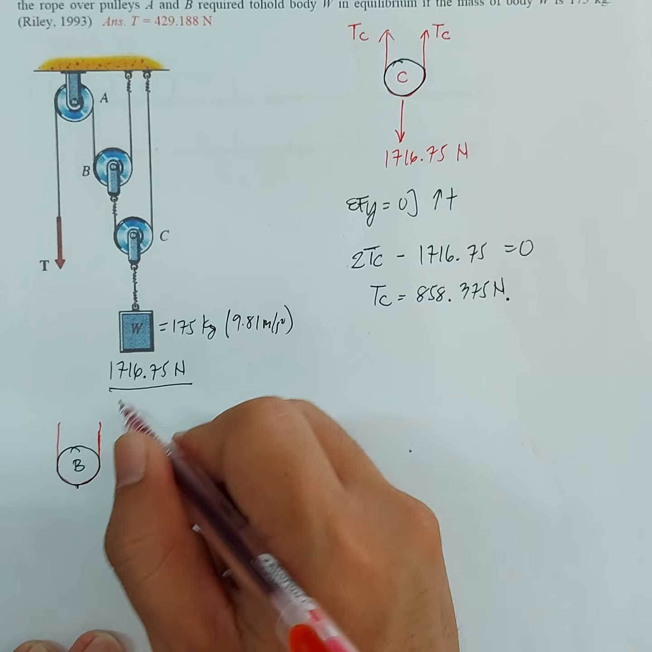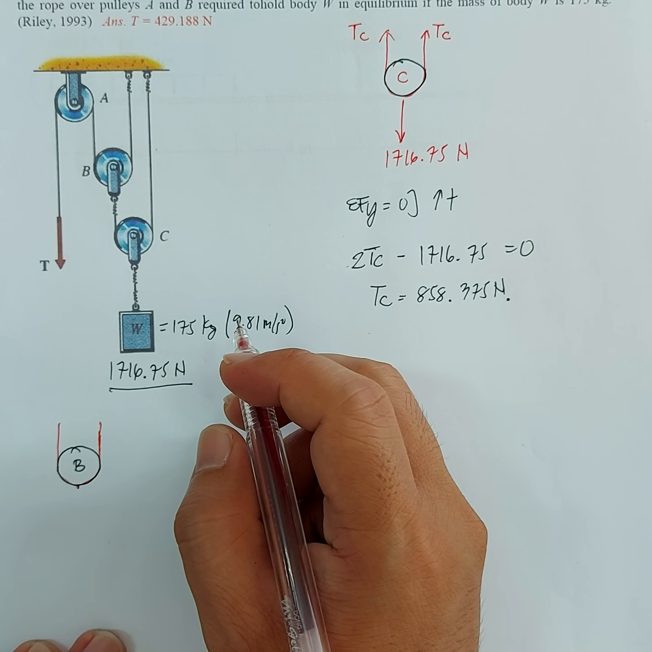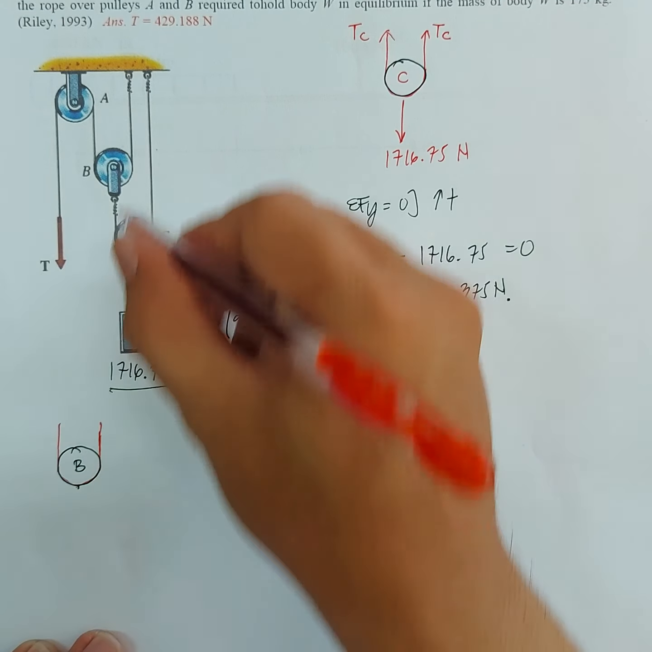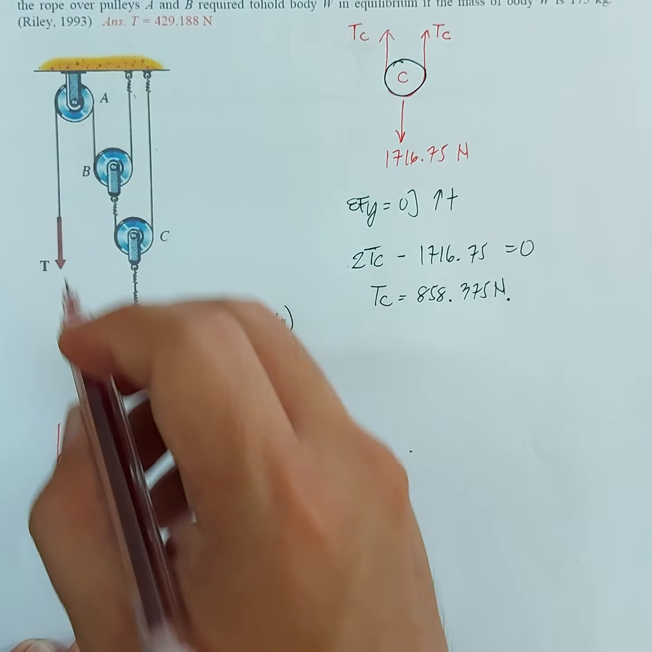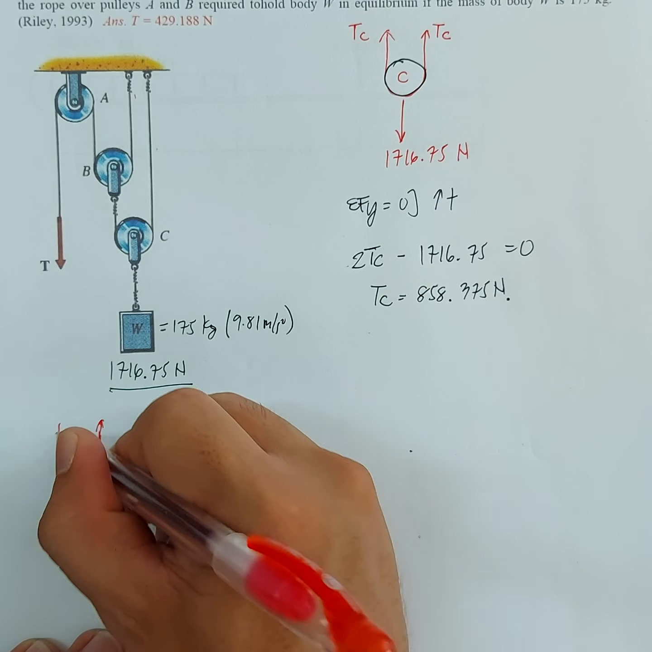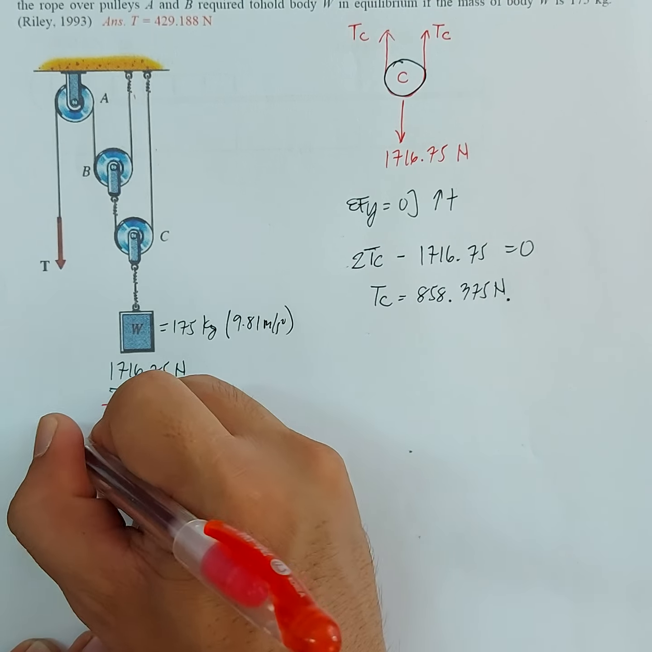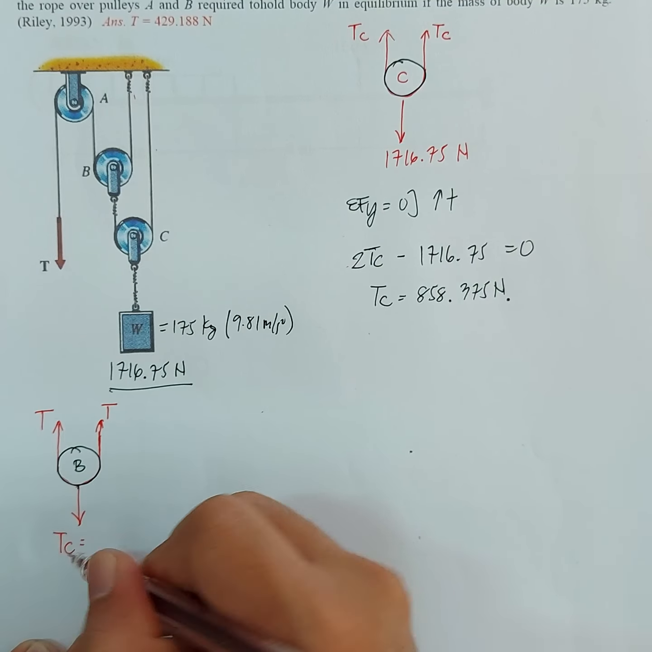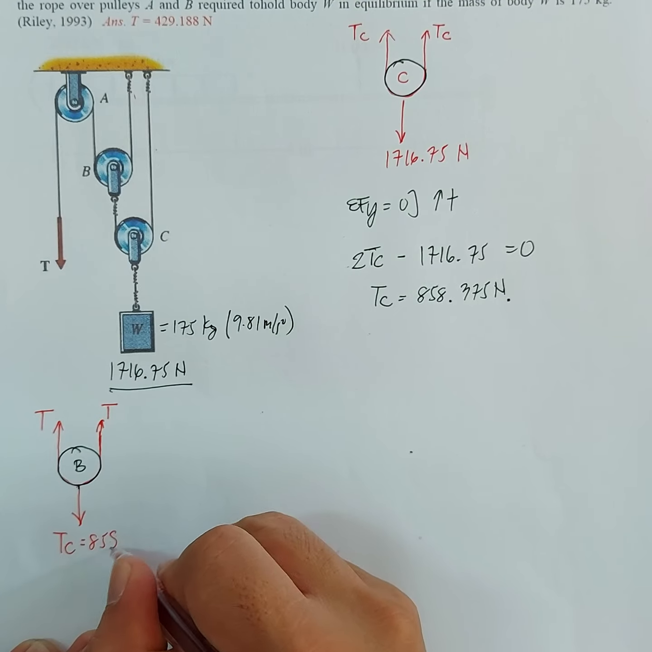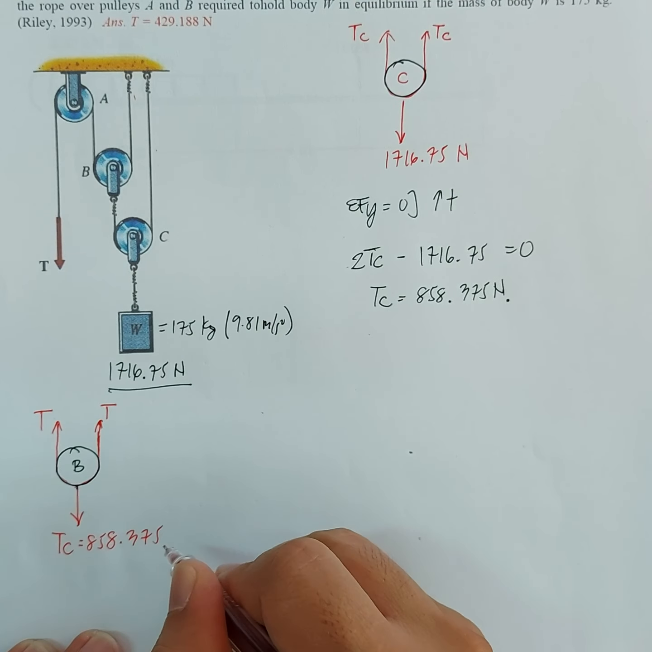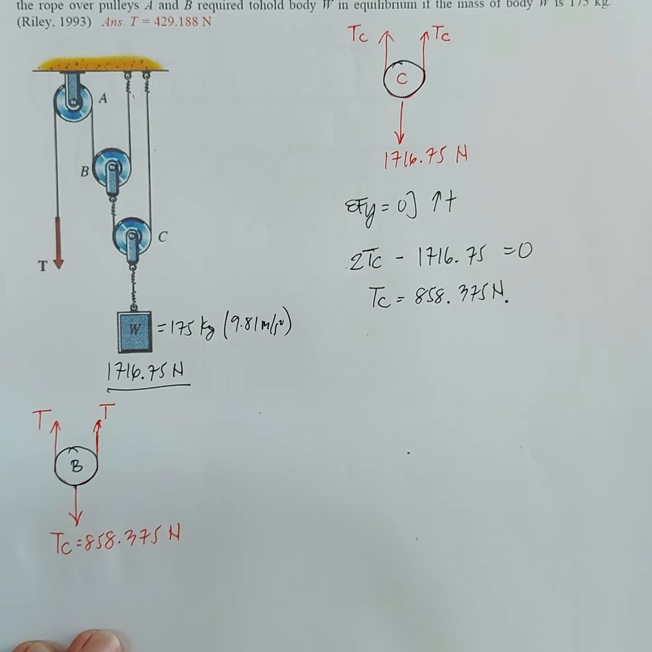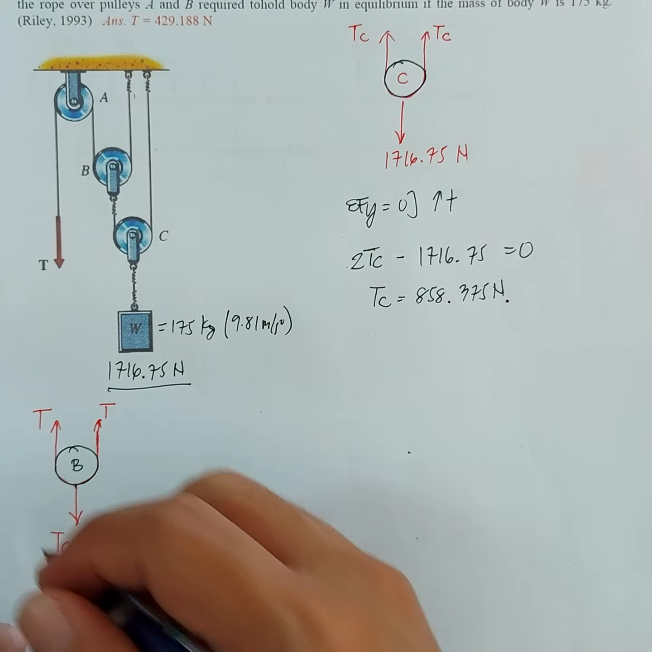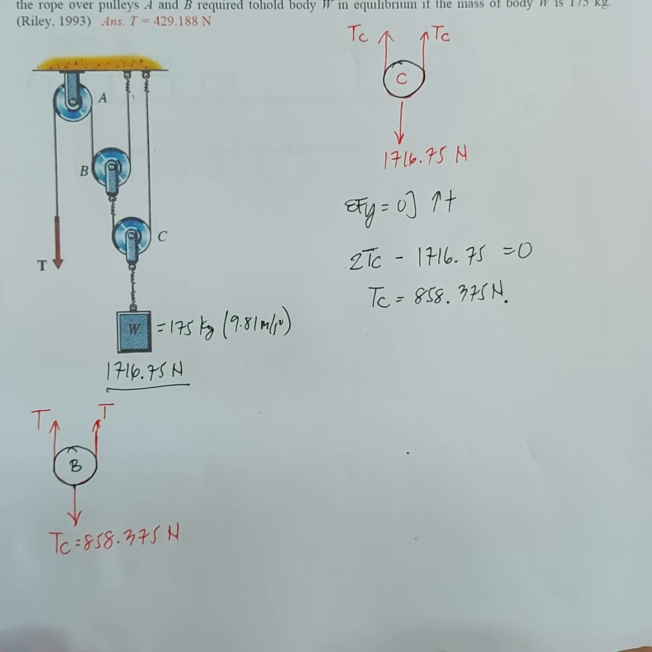Okay. So let's say this is T. Kasi isa lang naman yan, di ba? T yan. This is T, T, and this is TC, which is equal to 858.375 newtons. So, applying the conditions of equilibrium, all forces naman ay vertical.